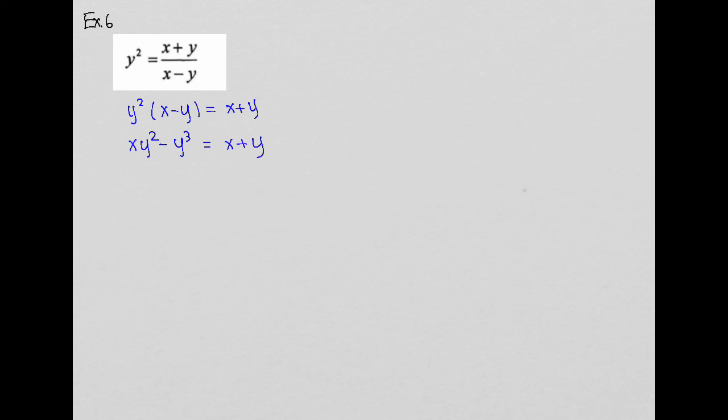So let's differentiate each term with respect to x. So the first term here is a product rule. So differentiation of x is 1, you don't need to write dx over dx. x times differentiation of y squared, which is 2y, dy over dx. Minus differentiation of y cubed is 3y squared, dy over dx. Equals differentiation of x is 1, differentiation of y is 1, dy over dx.